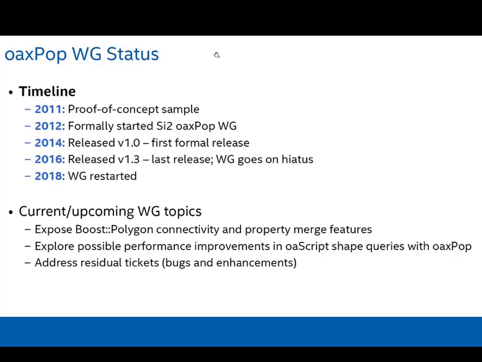And then we restarted the working group this year, on that bottom set of bullets there, basically to expose some connectivity features of the Boost Polygon library that we had not looked at before, and we think may be useful. And then also some property merge features. At the same time, I have some code that I've used in the past to improve performance. So while we're in there, we'll probably help improve the performance in the scripting side of things due to region queries.